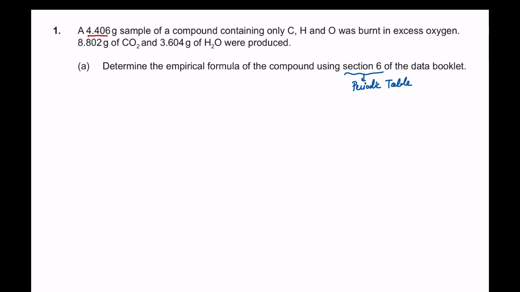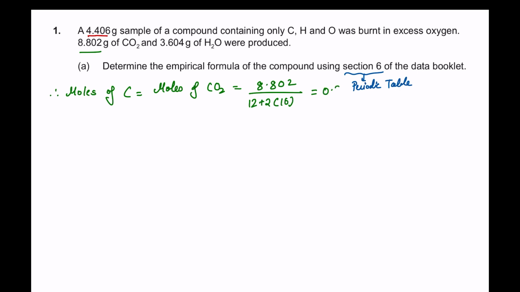So let's start. Firstly, let's try to find the number of moles of carbon in the compound. Moles of carbon will be equal to the moles of CO2. Why is it so? Because all of the carbon that is present in the compound got shifted to the CO2, because we are externally just applying the oxygen. So, obviously, moles of carbon in the CO2 will be equal to the moles of carbon in the original compound. So it would be 8.802, the mass of CO2, divided by the molar mass, that is 12 plus 2 times 16. Upon simplification, we would get a value of 0.2.